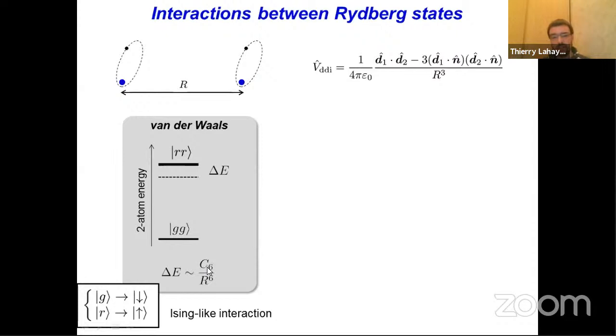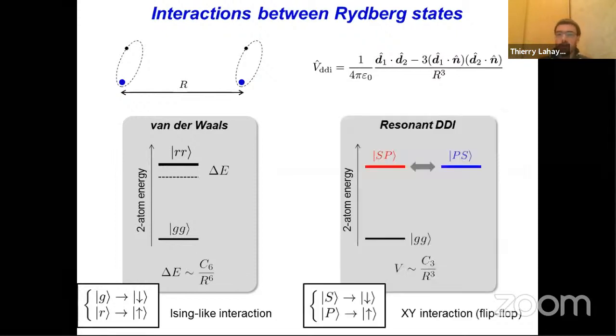And in that case of the van der Waals interaction, if you encode a spin 1/2 by saying that the ground state of your atom is spin down and the Rydberg state is a spin up, as you will see, this maps exactly onto the Ising model of condensed matter.